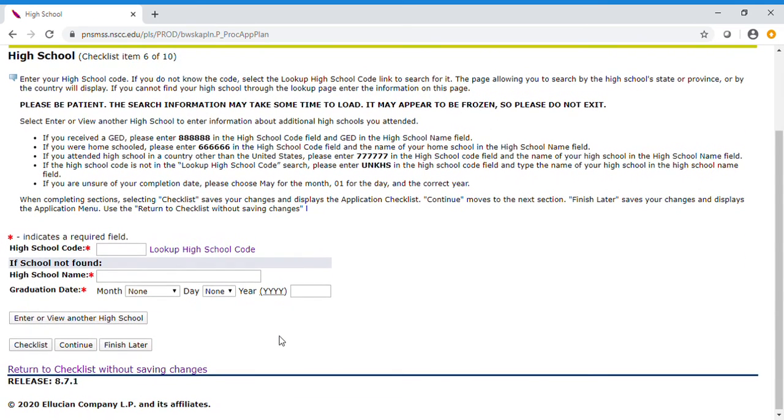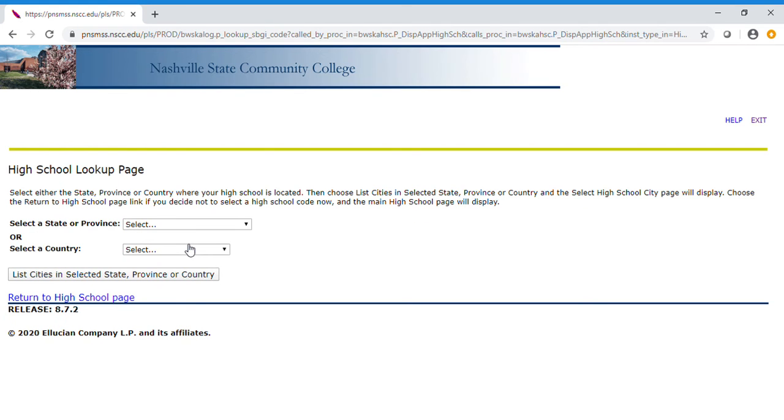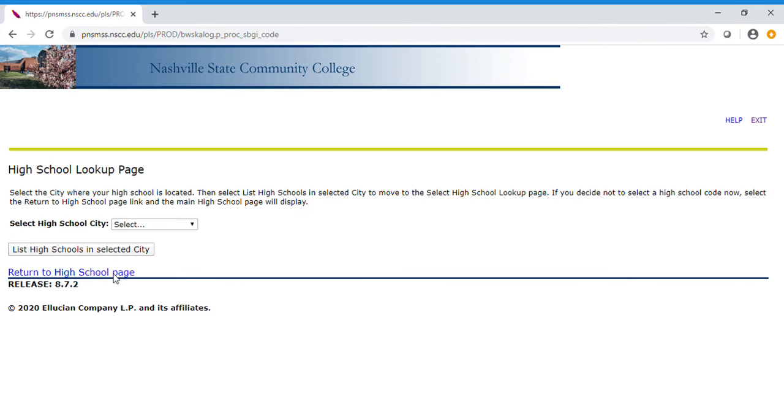High school code. So this is where you're going to tell them where you went to high school. So you're going to want to start here. The easiest way to do it is look up the high school code, unless you just happen to memorize your high school code. So let's go ahead and we will enter the information for MLK, because MLK is right up the street from Oasis. You don't need to put in the country, just the state. So then you list cities in the state. We're going to want to pick Nashville.